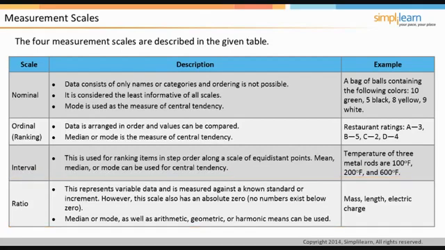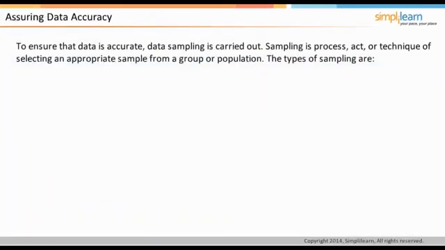In the next screen, we will learn about assuring data accuracy. To ensure data is accurate, sampling techniques are used. Sampling is the process, act, or technique of selecting an appropriate test group or sample from a larger population. It is preferable to survey 100 people to surveying 10,000 people. Sampling saves the time, money, and effort involved in collecting data.